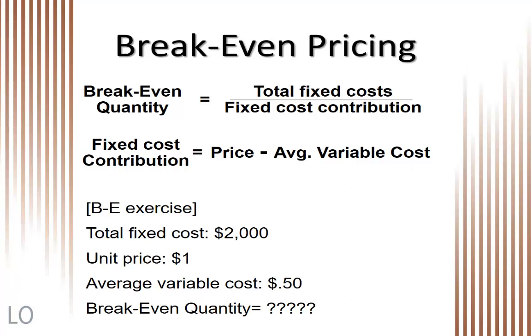Total fixed cost is $2,000 and unit price is $1. And also the average variable cost is 50 cents. Now we can calculate the fixed cost contribution first, and we can calculate the break-even quantity.